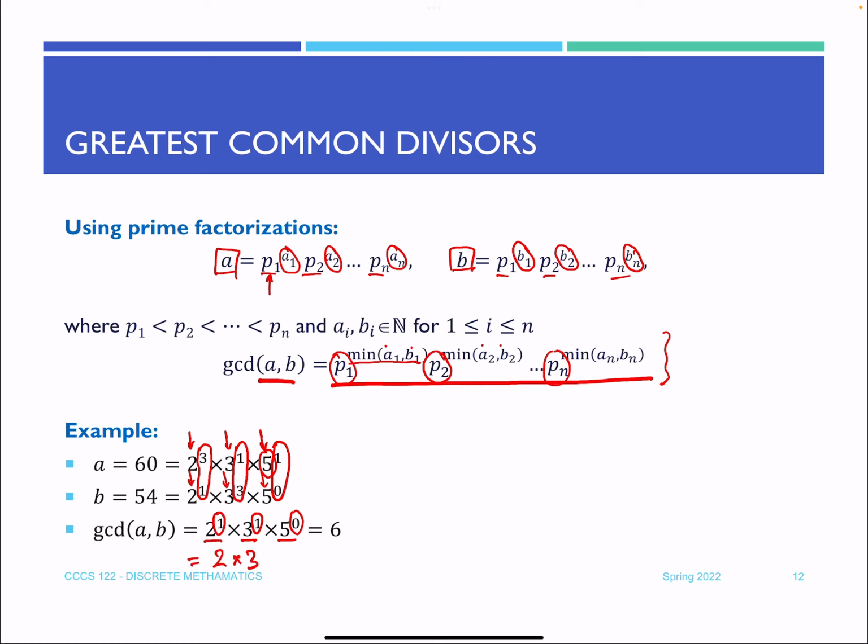times 3 times 1 is just equal to 6. And that's what we have. 6 is the GCD of A and B.